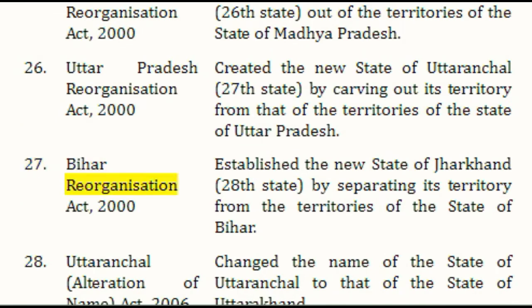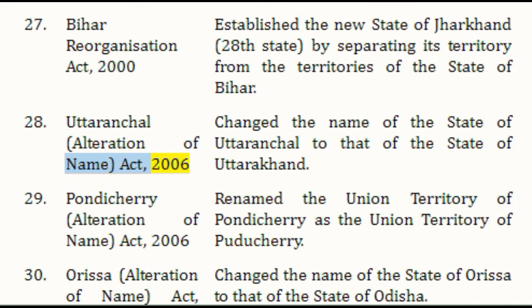27. Bihar Reorganization Act, 2000. Established the new state of Jharkhand, 28th state, by separating its territory from the territories of the state of Bihar. 28. Uttaranchal, Alteration of Name, Act, 2006. Changed the name of the state of Uttaranchal to that of the state of Uttarakhand.